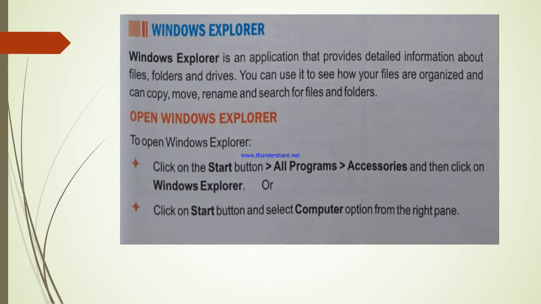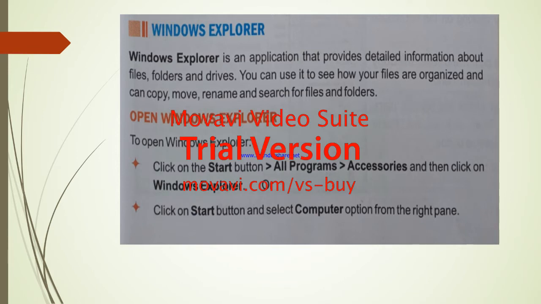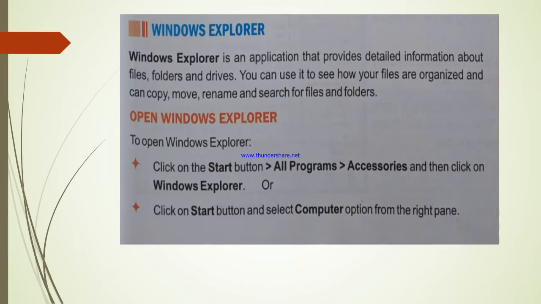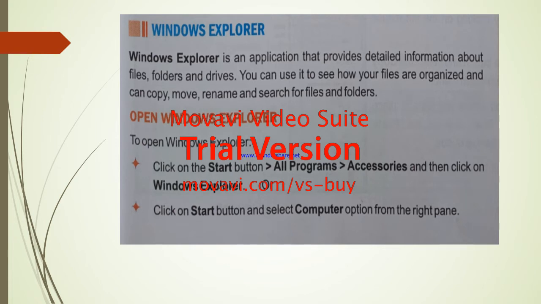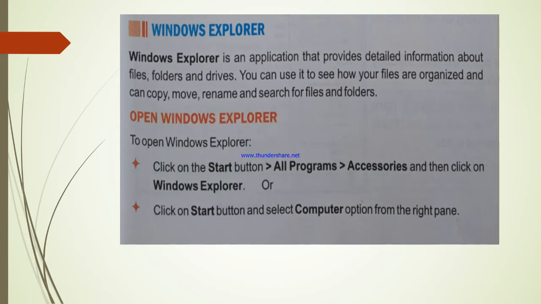Now, here there are few steps as per the textbook. Click on the start button, then click on all programs, then click on accessories, and then click on Windows Explorer. Or simply click on start button, select the computer, that is the my computer icon, and on the right pane you will find out the folders saved in various drives. On the left pane you will see the various drives: C drive, D drive, E drive, F drive, where you have saved files and folders.